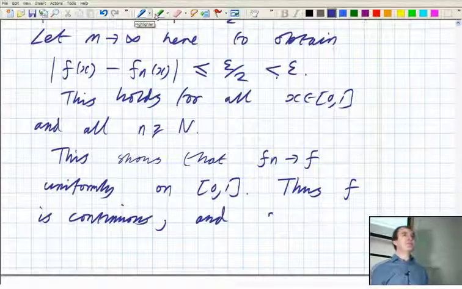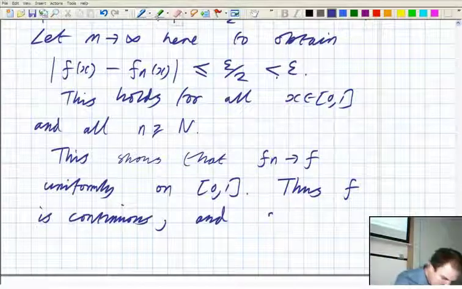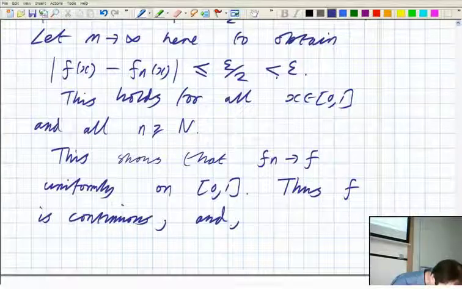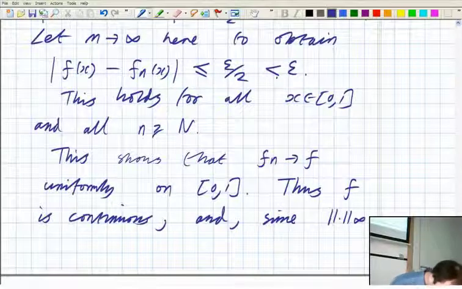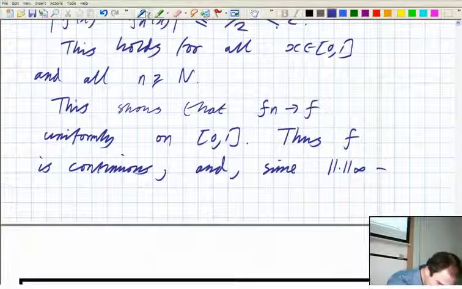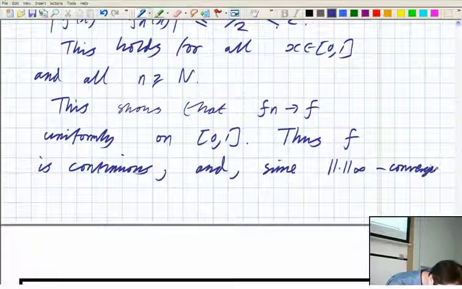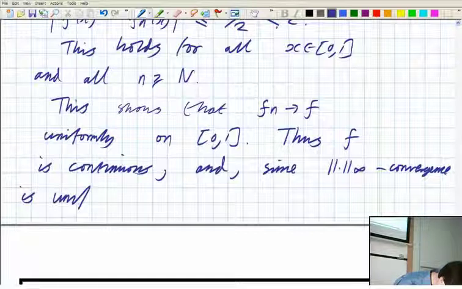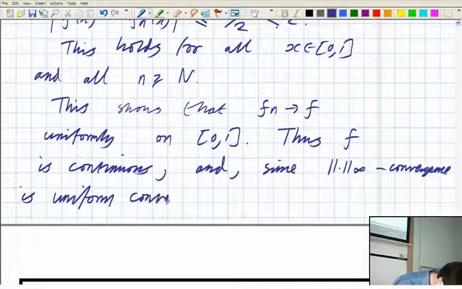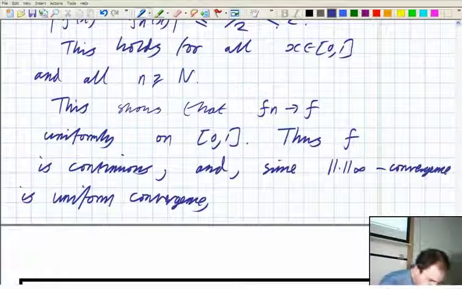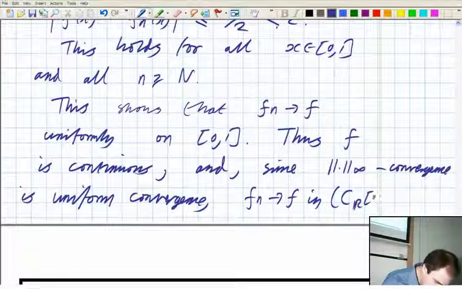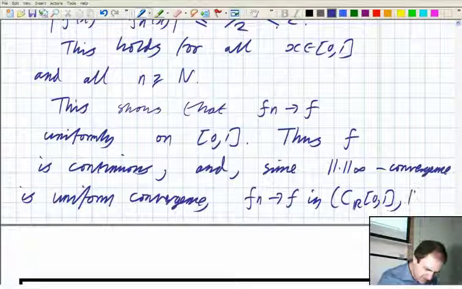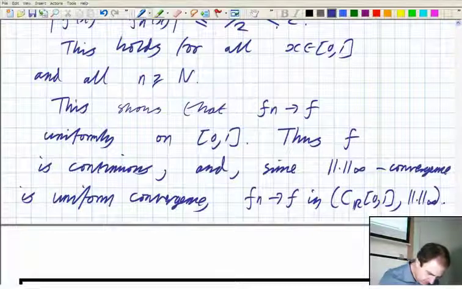And now you're allowed to use norm infinity and say that that's the same as uniform convergence. So since norm infinity convergence is uniform convergence, Fn tends to F in this space, C_R[0, 1] with norm infinity. And we finished.